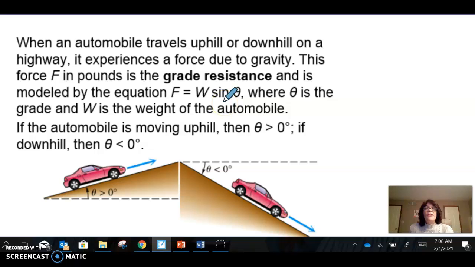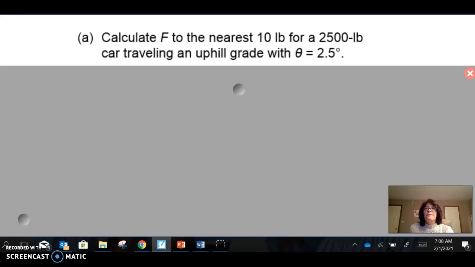W is the weight of the automobile times the sine of theta. If the automobile is moving uphill, then theta is bigger than 0. If it's moving downhill, then theta is less than 0. So force equals weight times sine theta.